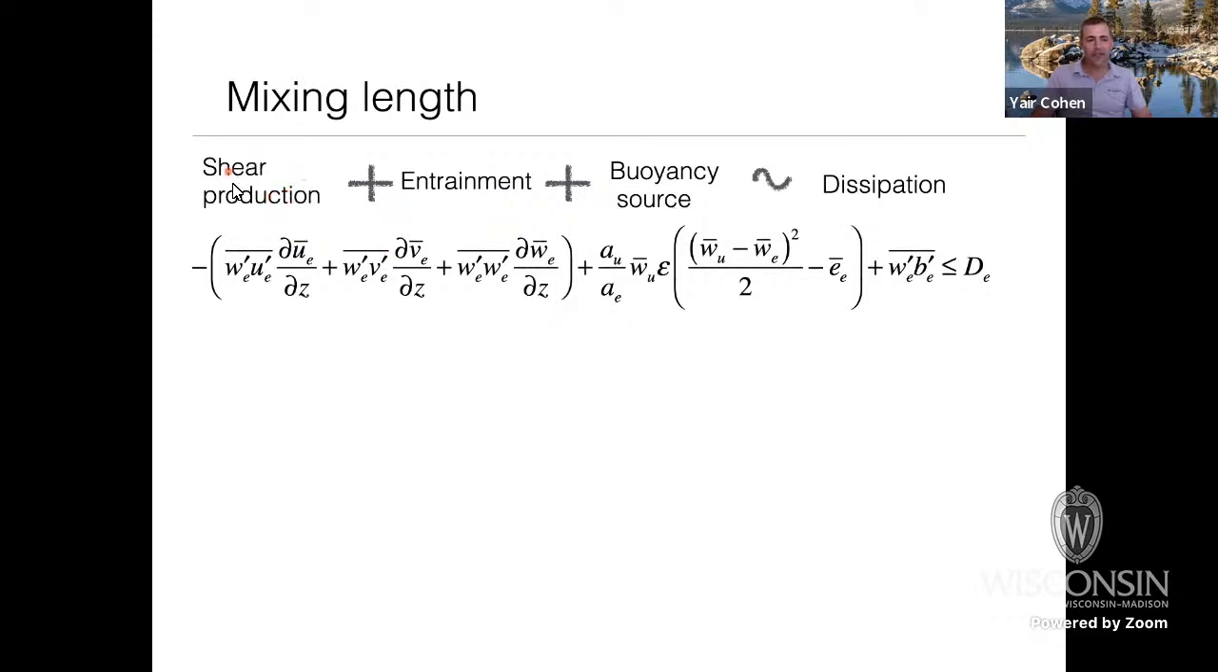If you just assume that these terms balance each other in the TKE equation, you can just write a balance between production and dissipation of TKE. And all of these terms are proportional to the mixing length. So one can isolate the mixing length from them to arrive at a formula.